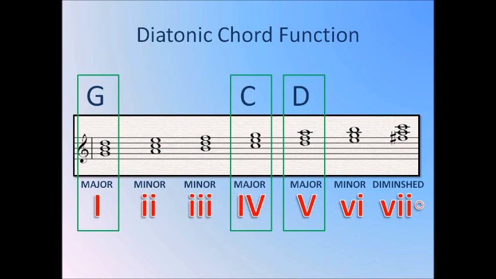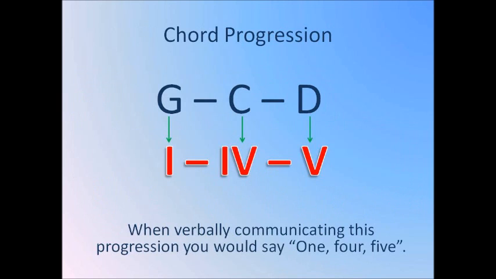So if we look at the chords we used in our improvising lesson and match them against their Roman numeral function within the key of G major, G is the 1 chord, C is the 4 chord, D is the 5. So if we were to communicate this to other musicians that you were playing with, you would say that the progression is 1, 4, 5.